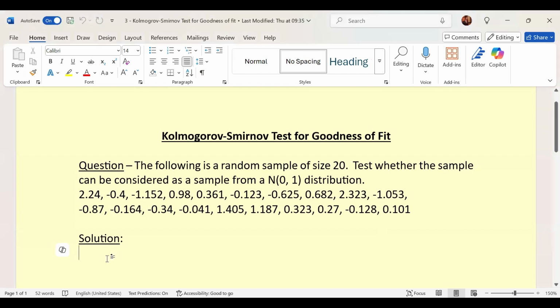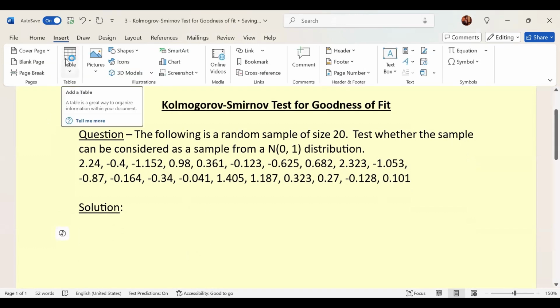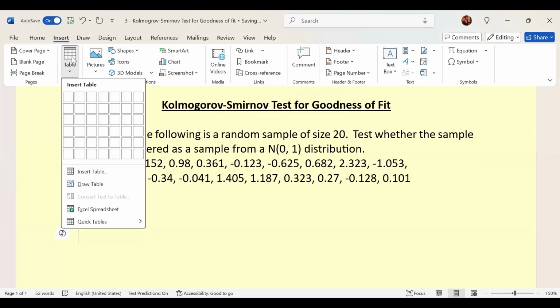Primarily, we need to find both the empirical cumulative density function value and the theoretical cumulative density function value based on standard normal. So let us create one table here having, let's say, 5 columns. And I think here there are 20 values, so we'll create 21 rows and 5 columns.